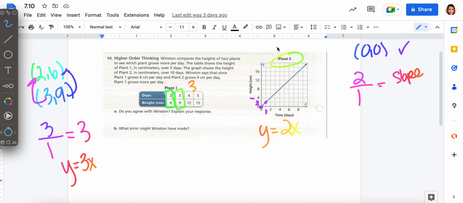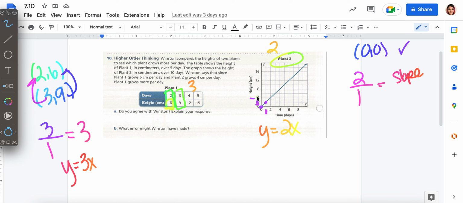So my slope here is 3. My slope here is 2. So the one that is growing faster is plant 1. Plant 1's growing faster because 3 centimeters per day.